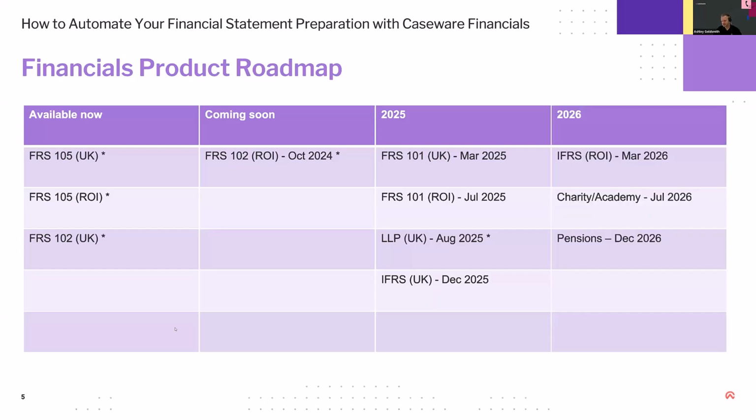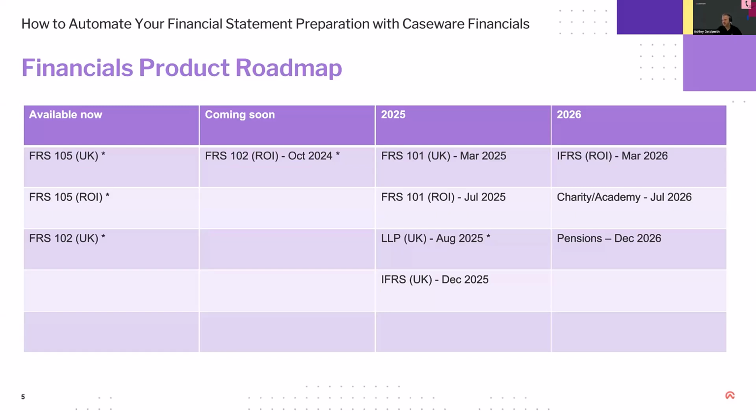So out of our desktop suite, all that will remain will be the Republic of Ireland IFRS template, which again, we're planning to follow on in March 26. And then our specialist templates, the Charity and Academy template, which we're hoping to get available on the cloud in time for the AAD's 25-26 reporting year. So around about July or so for that to be available on the cloud. And then finally, our pensions templates will be the final template to transition across at the end of 2026.